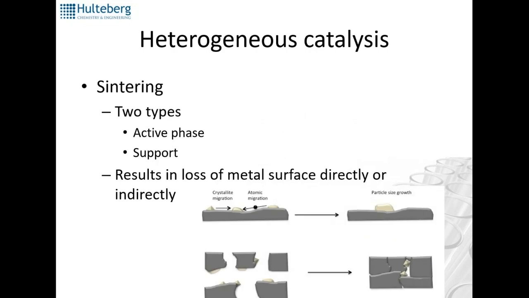Sintering, two types. We have the active phase sintering, which is normally resulting in high temperature. And then you have the support, where the support sort of forms these larger or smaller pores, or actually closes up the pores. And it's both the same in that you lose metal surface area, either directly or indirectly.